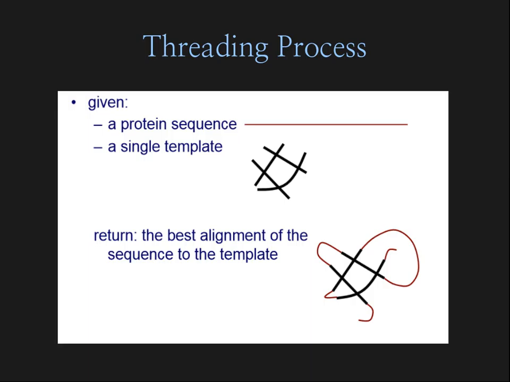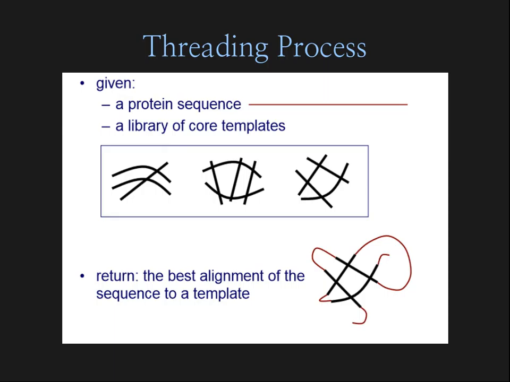So essentially, one iteration through this is that, given a protein sequence and a single template, what we can get back is the best alignment of this sequence to that template. This also gives us a total score. Then we can score this as the probability that this sequence could form the structure of this template right here.